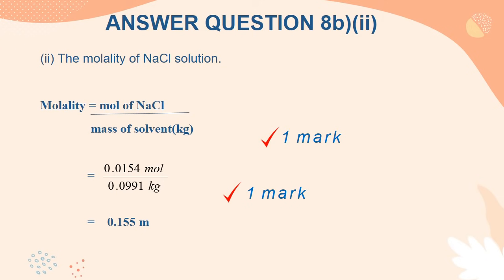Number 2, the molality of sodium chloride. So by using equation, molality equal to mole of sodium chloride divided by mass of solvent in kilogram. So just substitute nilai je lah. Ini kita ambil daripada soalan nombor 1 tadi. So mole of solute or mole of sodium chloride 0.0154 mole divided by mass of solvent. Make sure you convert into kilogram. Yeah, so you dapat jawapan dia 0.155 molal.